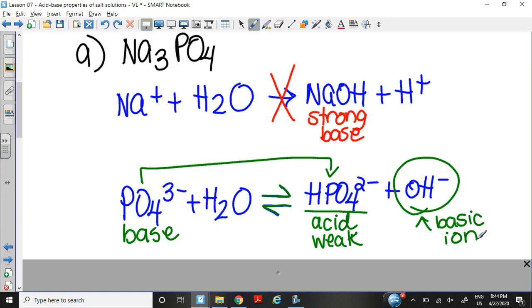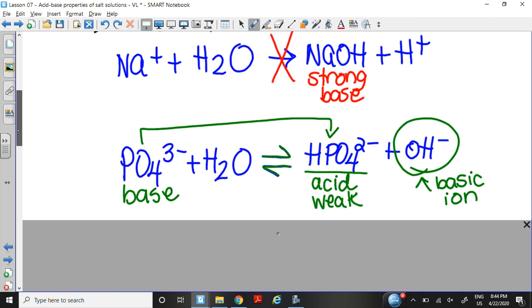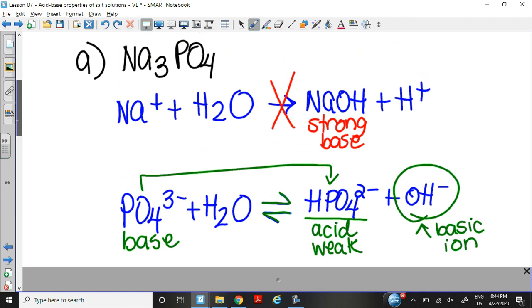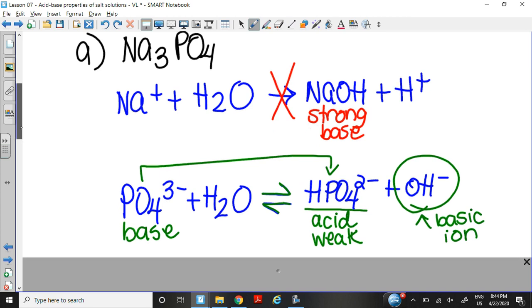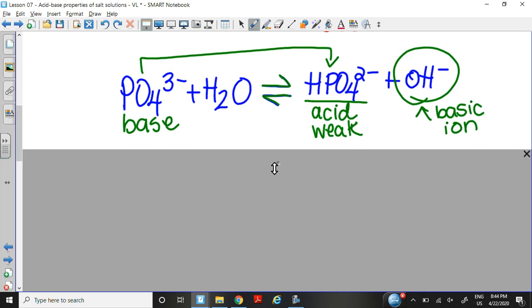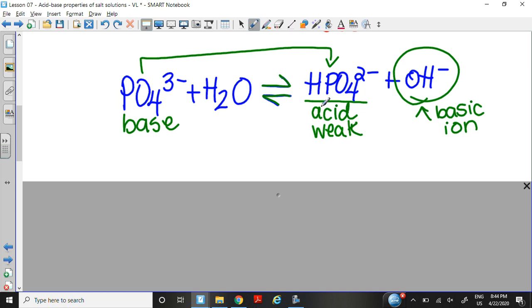So in this question, if we were going to decide whether it's acidic, basic, or neutral, sodium does nothing, so we can just ignore it. But here, the phosphate does play a role in the pH, and it does interact with water. So here we can say a basic solution results.